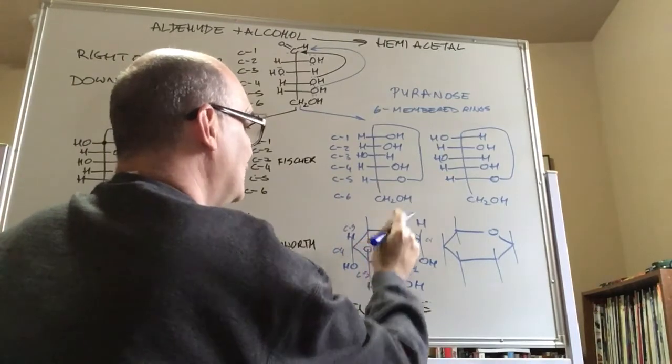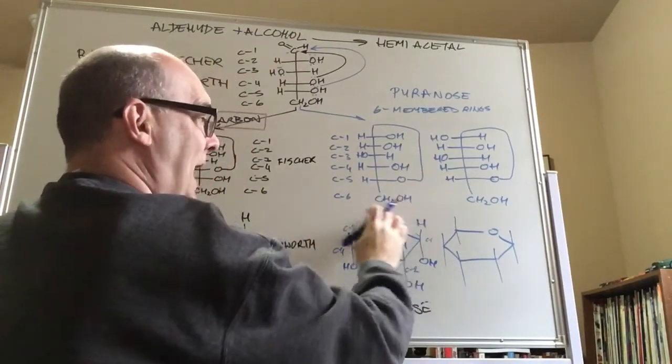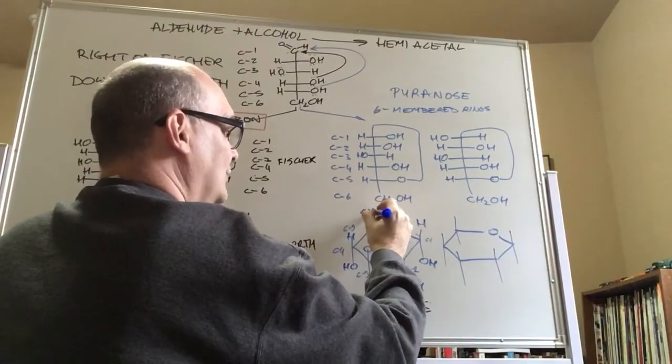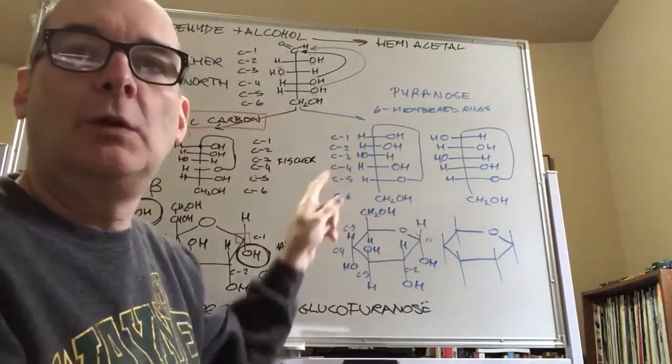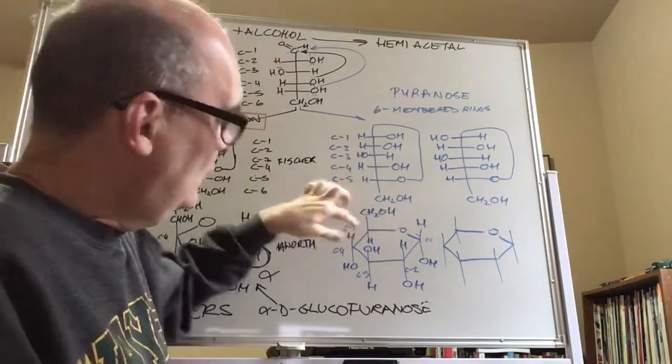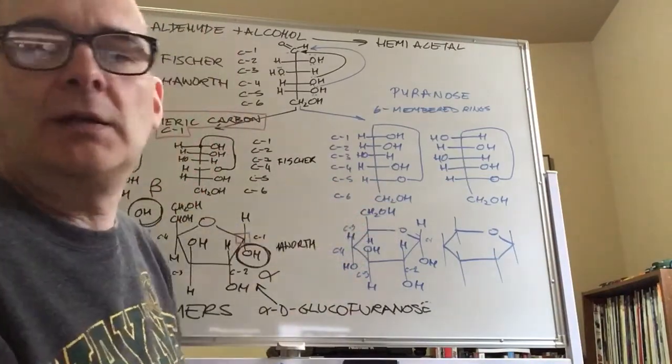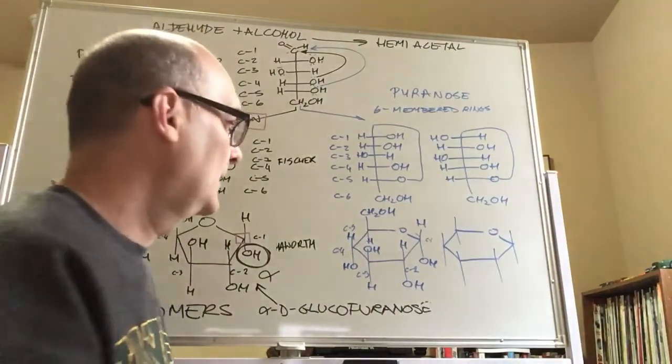And by convention, we write whatever is hanging off the ring, now carbon 6, just pointing upwards. We don't put that group pointing down because it would conflict with what's in the ring. Okay?